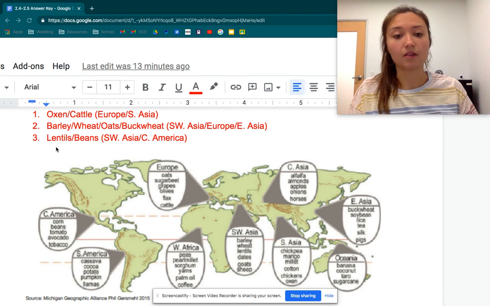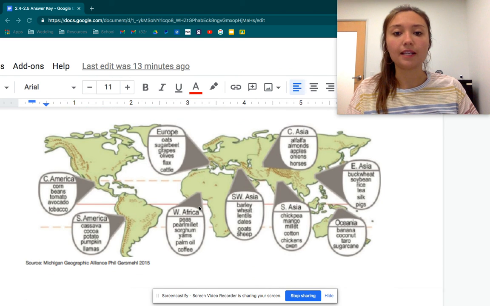All right, and last one I saw was lentils/beans. You guys know what lentils are? Type of bean, very similar fruit. So in Southwest Asia we have lentils, but in Central America, all the way over here across an entire ocean, we have beans. So that was the idea there.